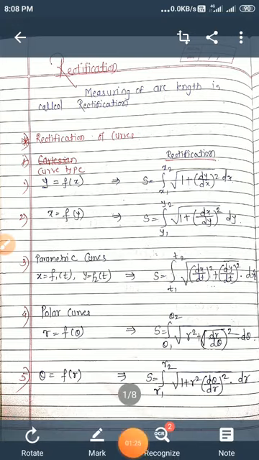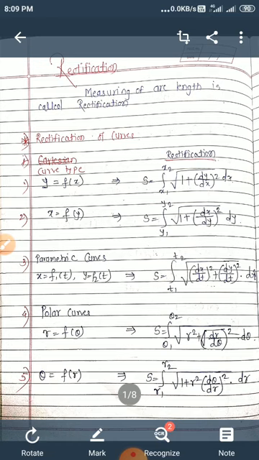Now the fourth is the polar curve. A polar curve is a function which is expressed in radius and angle, that is r equal to f of theta. Then rectification is the integration over theta 1 to theta 2 of root of r squared plus (dr by d theta) squared d theta. And if the function is in the form theta equal to f of r, then it gives the integration from r1 to r2 under root 1 plus r squared (d theta by dr) squared dr.